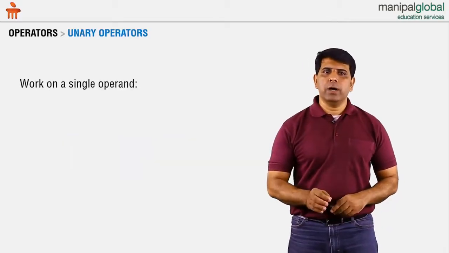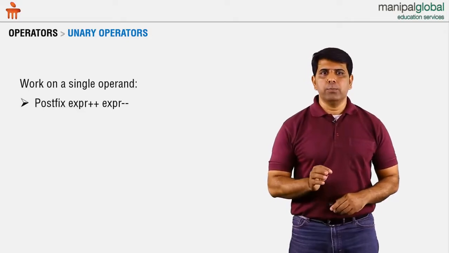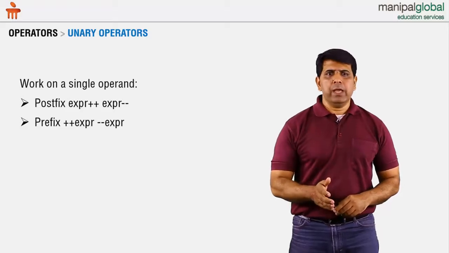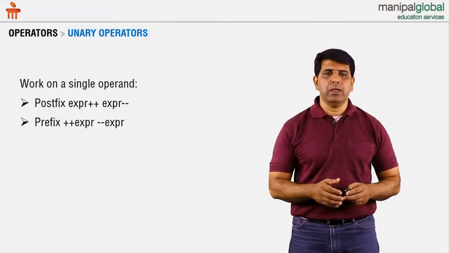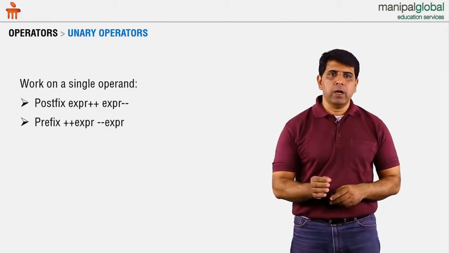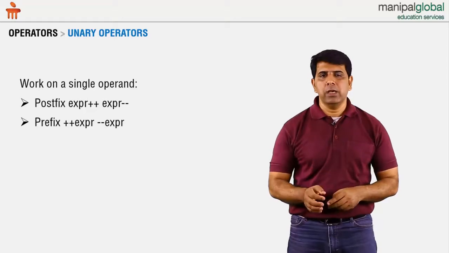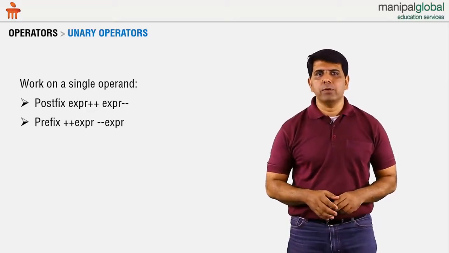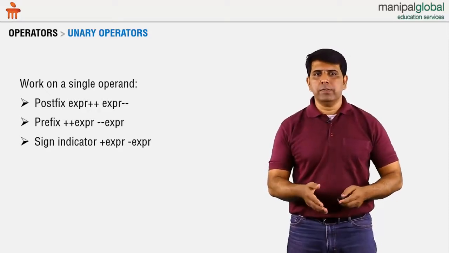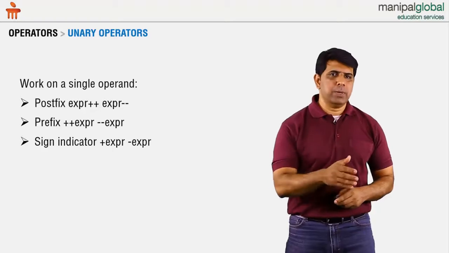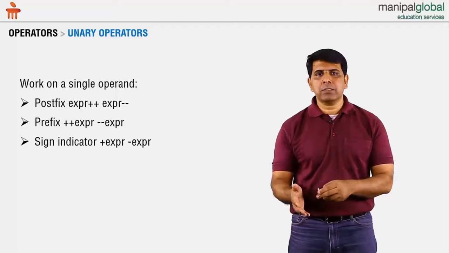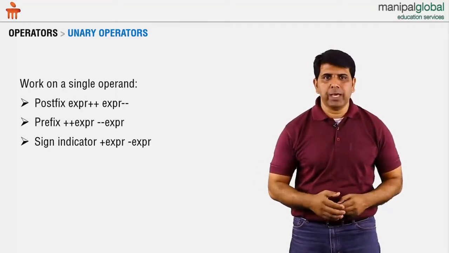Unary operators work on a single operand. Postfix, prefix. For example, if there is an expression with a variable, let's say x, and I'm doing x plus plus, or x minus minus, or plus plus x, or minus minus x, x is the only operand that we have. Hence it's called a unary operator. Sometimes you also want to say this is a negative value or a positive value, even though you don't do that in practice. For example, minus x would represent the negative version of x.